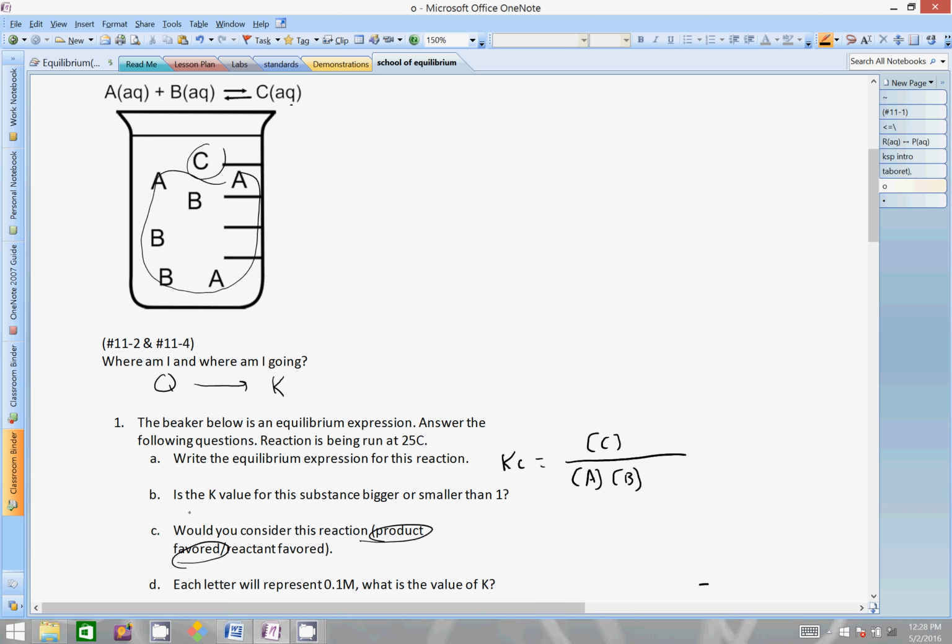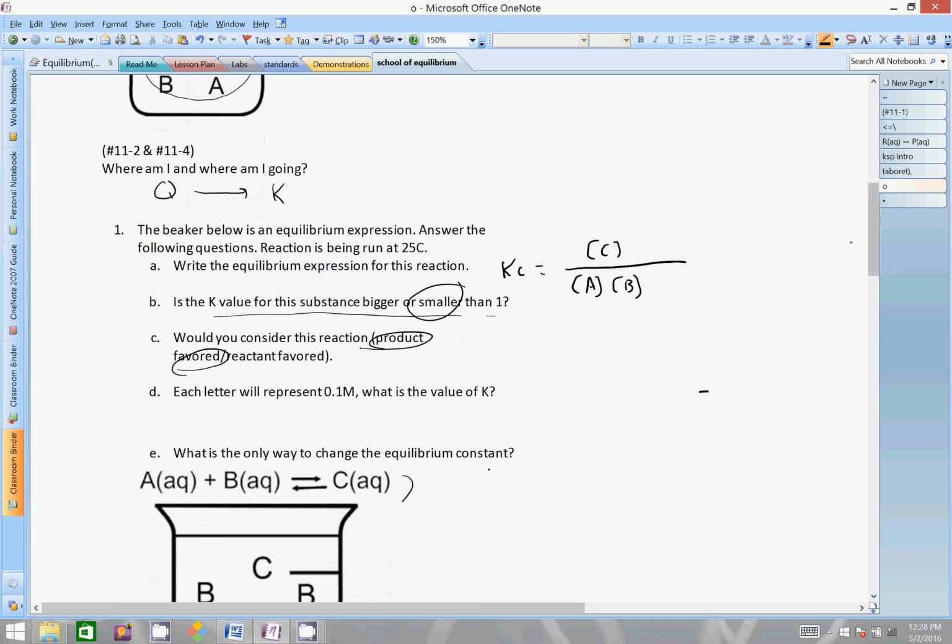So I'm going to say that looks like we have more reactants than anything else. Alright, what's the K value for this? Bigger or smaller than 1? Generally speaking, although you'll see mathematically it's not always guaranteed, so this is an estimate, 1 is typically the teeter-totter point, but in this case we're going to say reactant favored would be smaller than 1. Well, let's give it a try.